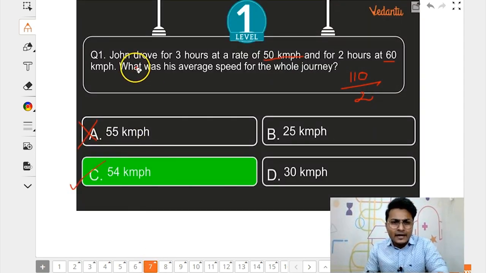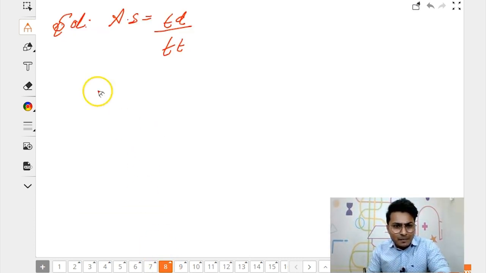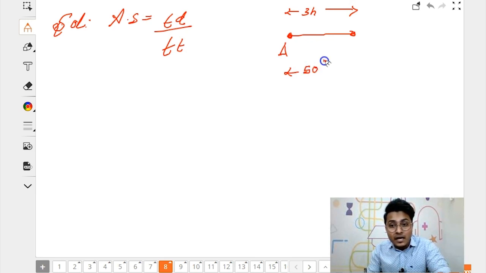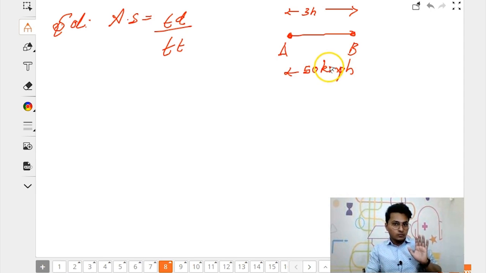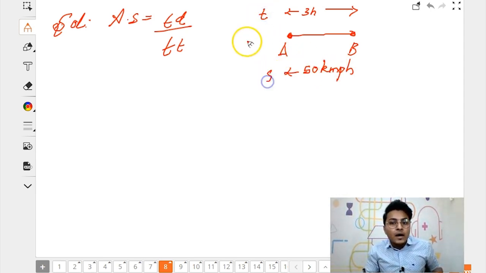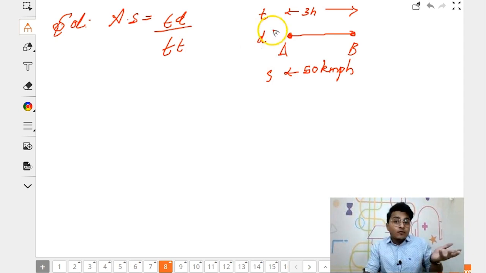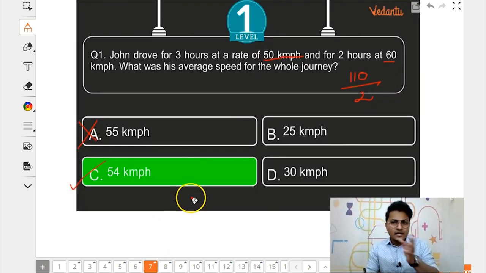Let us try to draw a diagram out of it. It states, John drove for 3 hours at a rate of 50 kmph. So let's imagine that John started his journey from point A and drove for 3 hours. So the entire timing is 3 hours and he was moving at the speed of 50 kmph. So from point A to point B, we know the entire scenario: 3 hours, 50 kmph. We have the time, we have the speed, but we don't know the distance. So we have no idea about it. Let's move on and find out the other part.